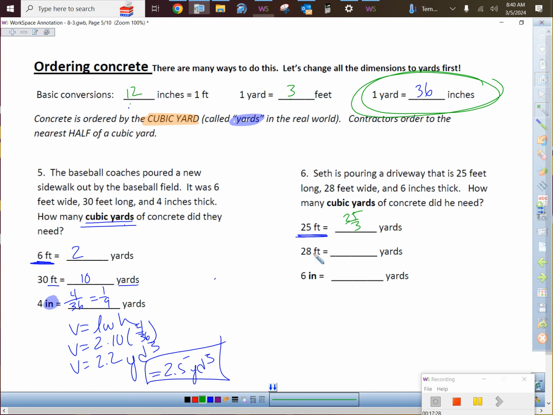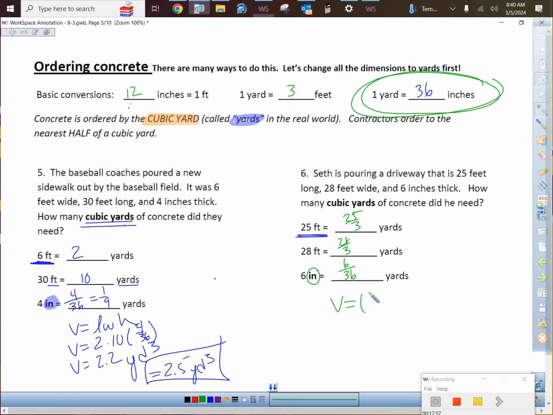28 feet. Don't we need to divide it by 3? Is that going to come out nice? So we will leave it 28 thirds. Nice and simple. Cool. And then 6 what? Inches. What do I need to divide that by? 36. You can do 6 over 36, or you can change that to 1/6, whatever you want.